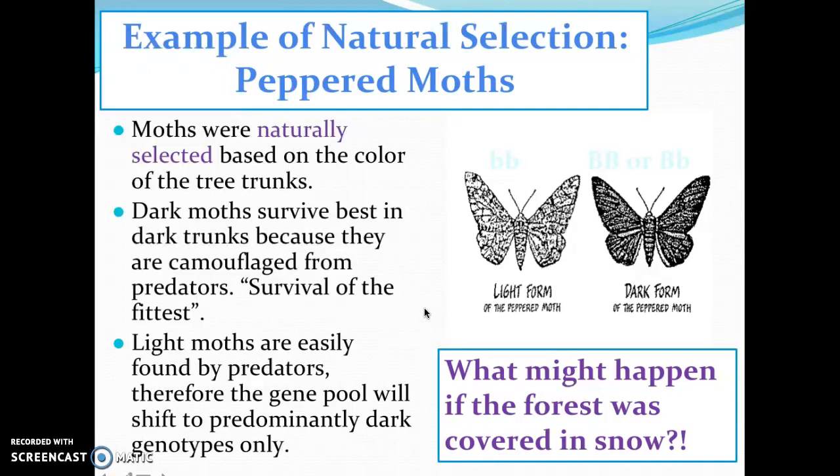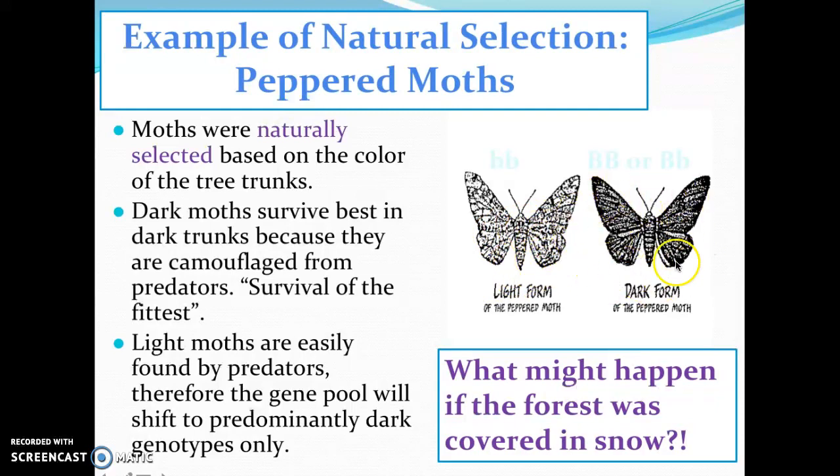Okay, so this is a very good example, the peppered moth. The peppered moth is a good example because moths were naturally selected based on the color of the tree trunks. So whenever this moth would hang out around trees that had darker trunks, the only moth that you would see around those trees are those that had that darker form or that looked a lot darker. However, whenever it came time for the winter, the only moth that you would see are those that were white. And that's because they were better selected to their environment.